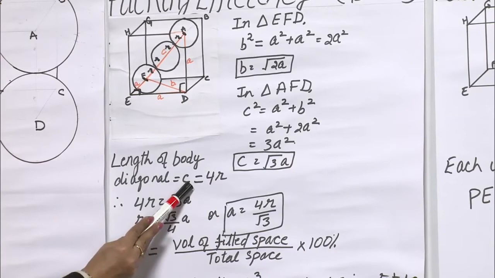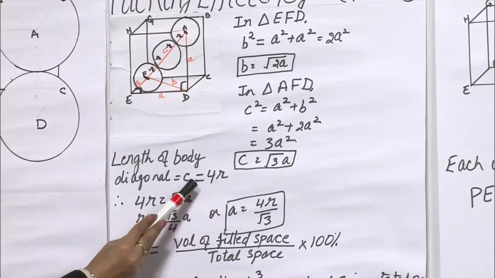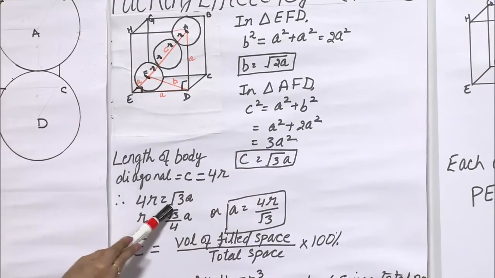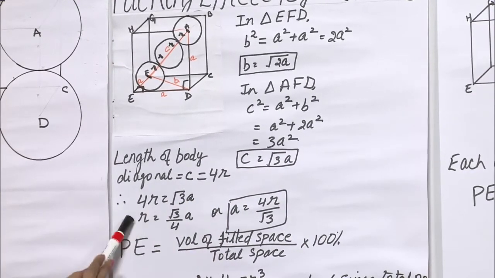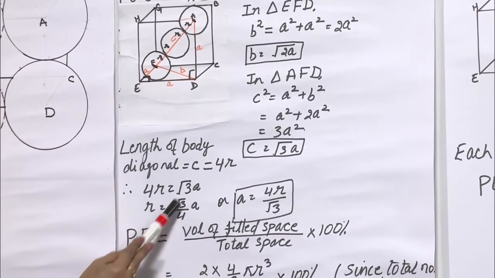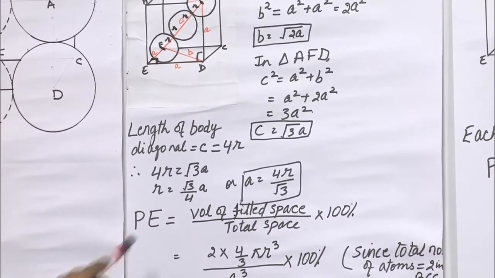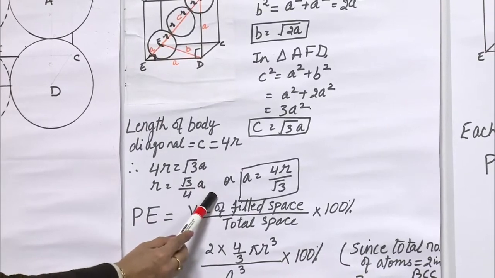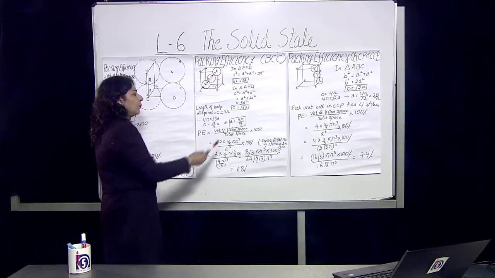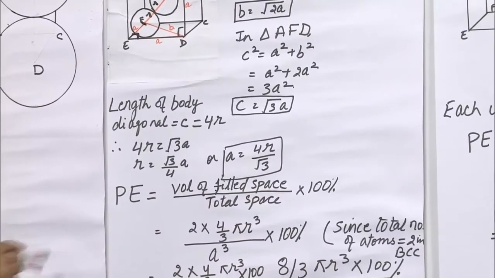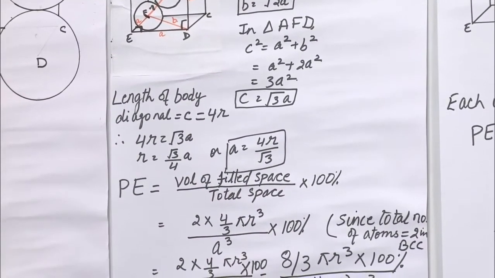Because we have already found out that c is equal to root 3 a. So now, keeping this value root 3 over here, we get this. Now let's find out the value of r. r is root 3 upon 4 into a. Or we can say, because we have to find out the volume, a is equal to 4r upon root 3.